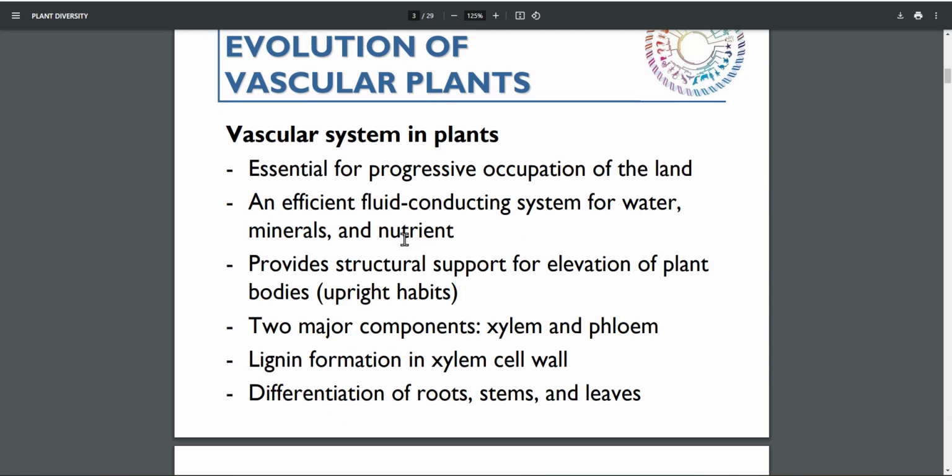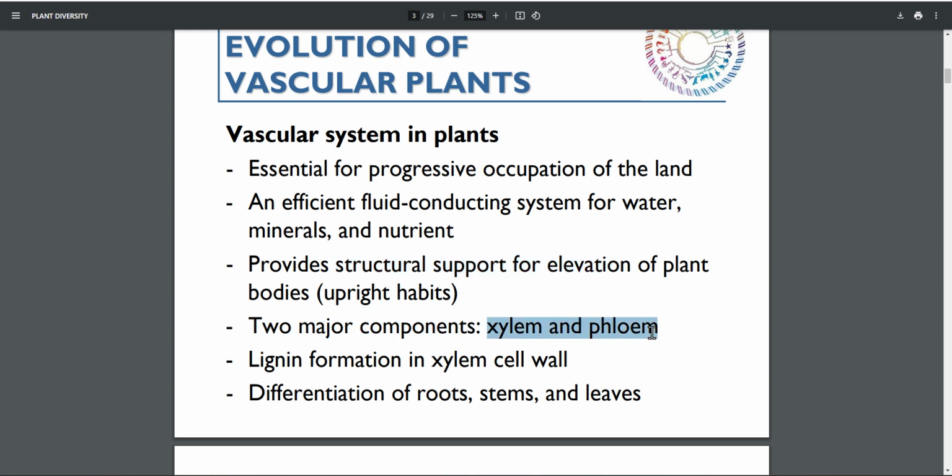So I'm not going to go through this. The vascular system is very important for the progressive occupation of land by plants. It is for conducting fluid, water, minerals, and nutrients, and it is very efficient. It provides structural support for elevation of plant bodies, which means that the water actually holds the plant up, and the xylem also provides rigidity. That allows the plants to be taller and outcompete shorter ones, because they get most of the sunlight.